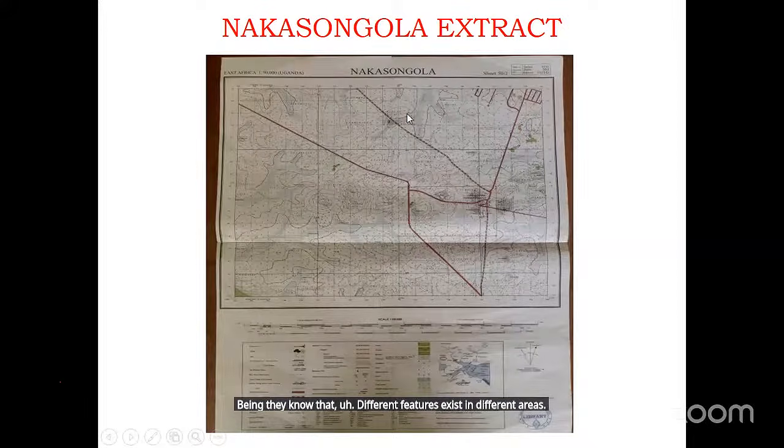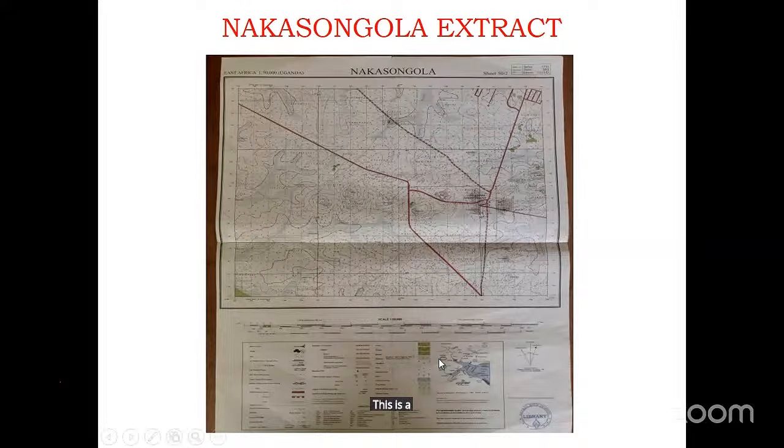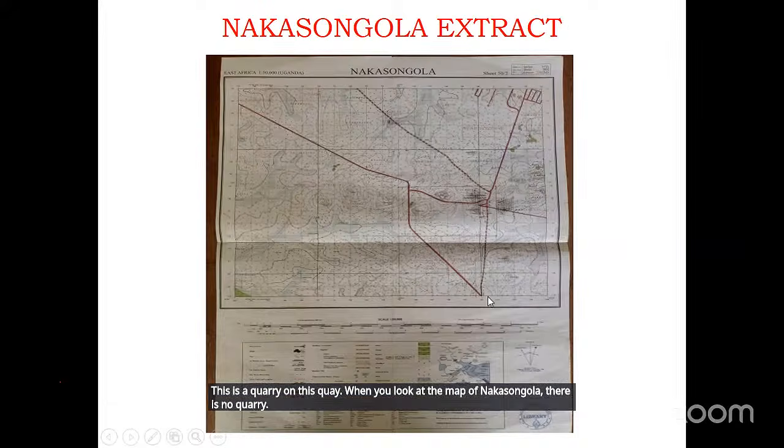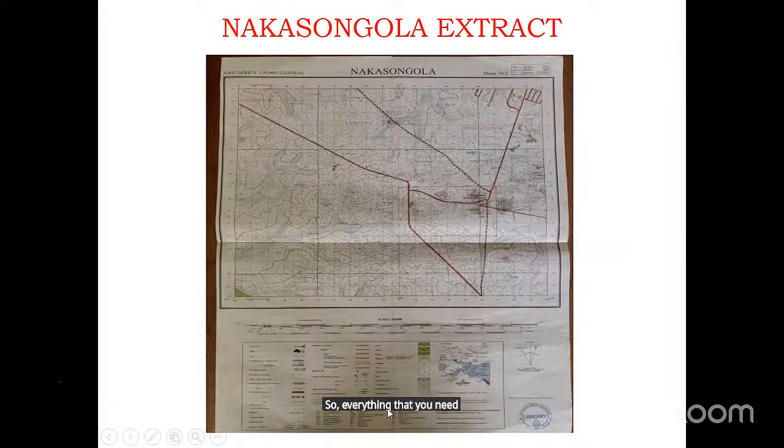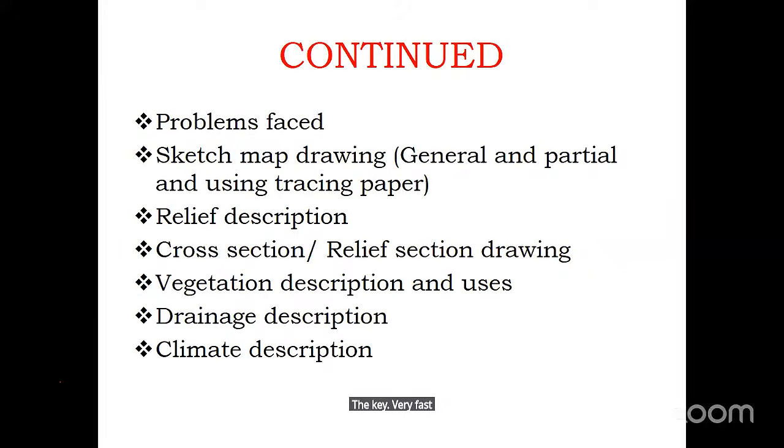So, if they give you Nakasongola, for example, when you look at this key, this is a lake. But when you look at the map of Nakasongola, there is no lake. This is a quarry on this key. When you look at the map of Nakasongola, there is no quarry. So everything that you need on the map is on the key, but not all that is on the key is on the map because it is a general key. Keep referring and interpreting features using the key. Very fast, in the interest of time.